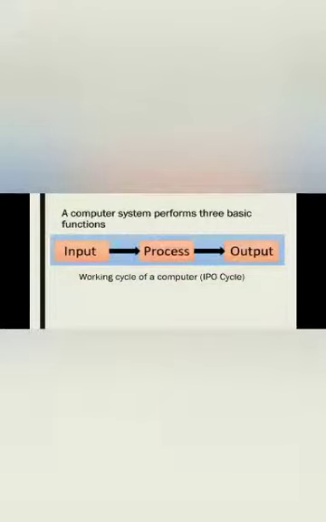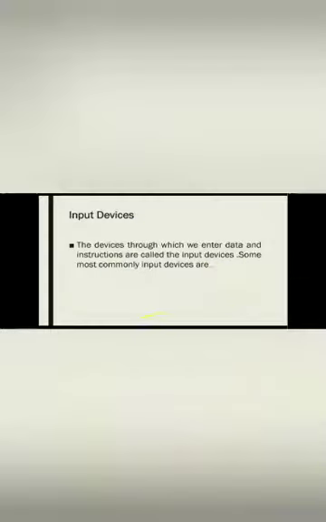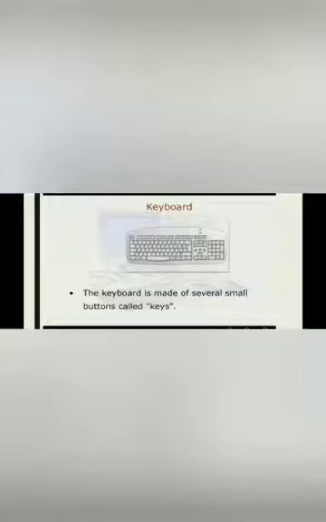Now we are going to see the functions of a computer. A computer system performs three basic functions: input, process, output. This is the working cycle of a computer. Now we will see one by one. Input. The devices through which we enter data and instructions are called input devices. Input is the data given by the user to the computer.